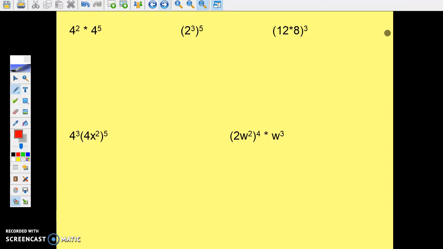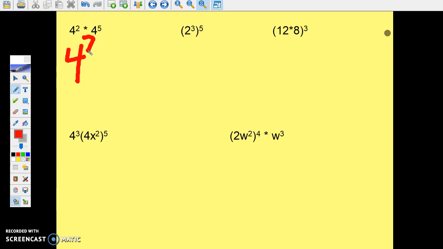We have 4 squared times 4 to the 5th. So this is the product of a product property. My bases are the same, so I simply add the exponents together. So I have 4 squared times 4 to the 5th. This would become, in exponential form, 4 to the 7th power.